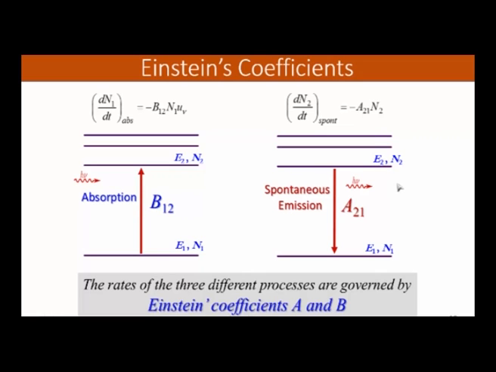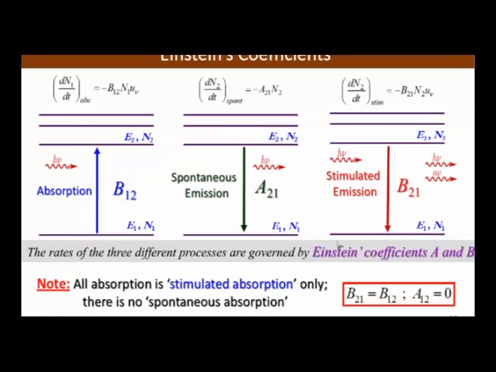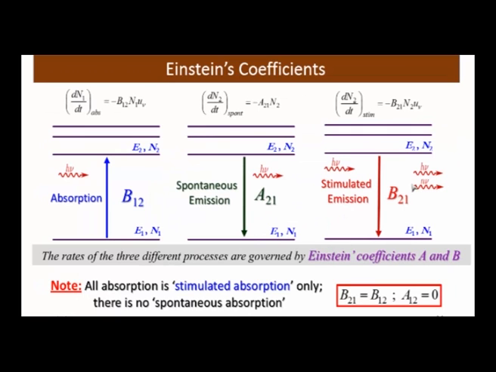Once again, B for an absorption process, A for an emission process. 2, 1 means from 2 to 1. 1, 2 means from 1 to 2. That's what it is. And this is called spontaneous emission. This process is a spontaneous emission process. What is the other process? We have 3 processes: absorption, spontaneous emission, and stimulated emission. So let us look at the third process. Let us look at all the processes together.